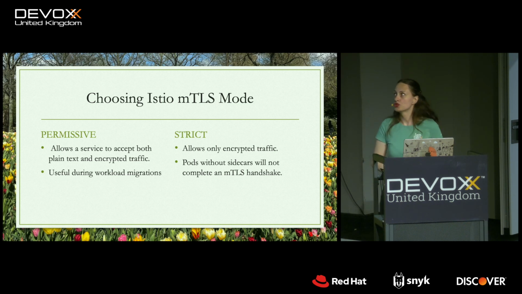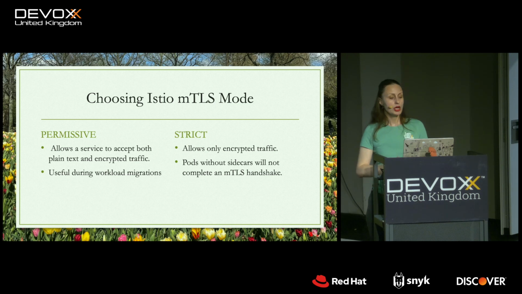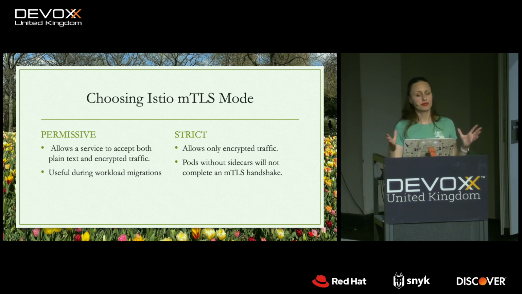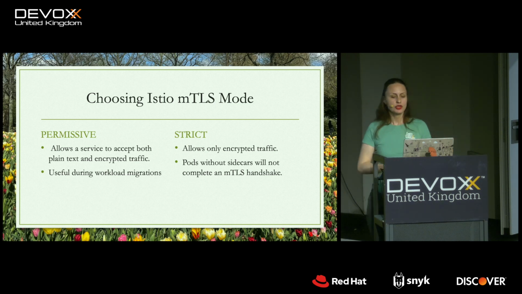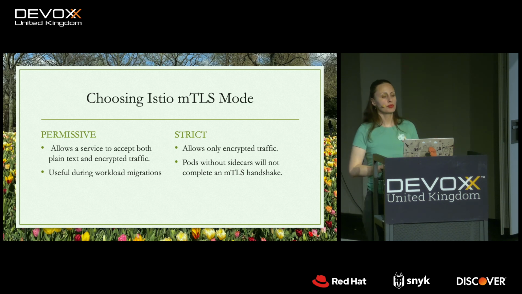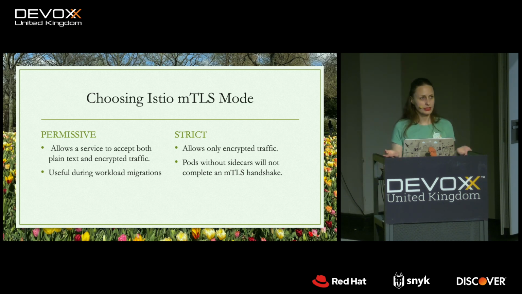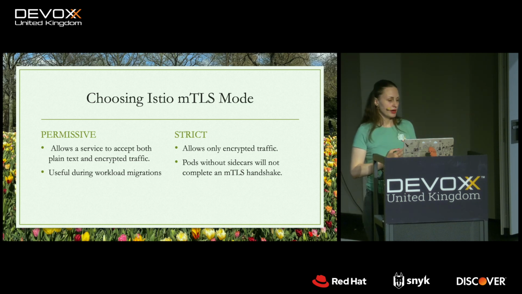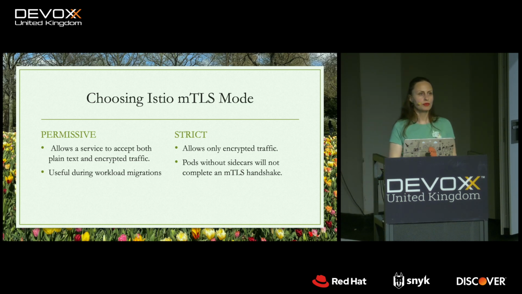There is a catch with choosing Istio and TLS mode. As I said, Istio configures each proxy that is there in the pod to use mTLS in a permissive mode by default. This means the service will accept both plain text and mutual TLS traffic. That's great in the permissive way, and it's great, by the way, if you're trying to migrate something.